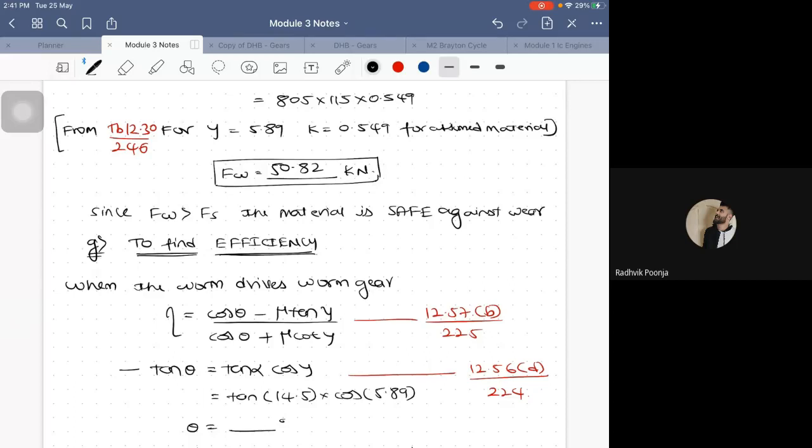Let us complete the problem very fast because again it is the same thing, guys. There is no change from the last three problems I have observed for the worm gear. I have even referred to a few question papers, and there is no change in the worm gear. All the same thing. What is the value of theta?